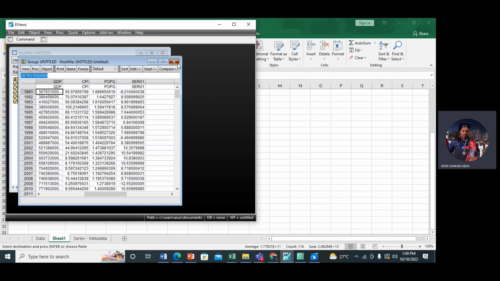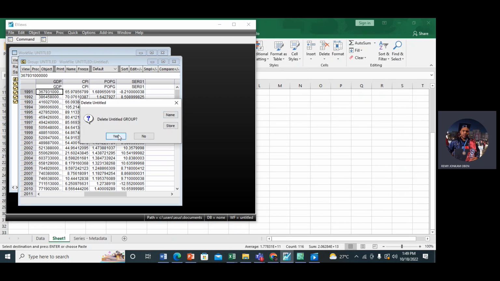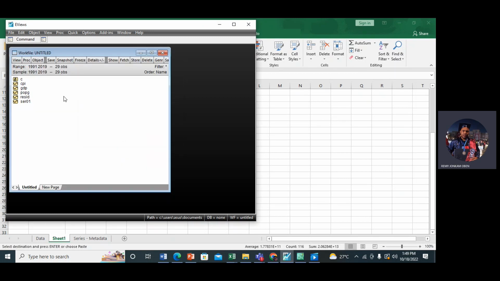So you can just close this. They'll tell you, do you want to delete? Take yes, no problem. If you look here, you still see the variables here. So I have already brought the data into eViews. That is how we import time series data.